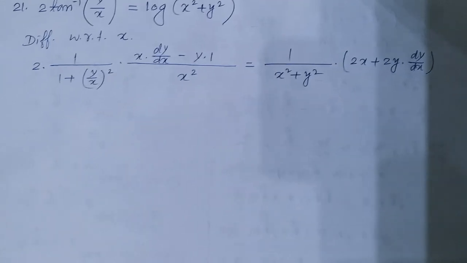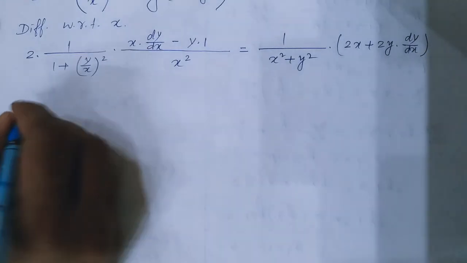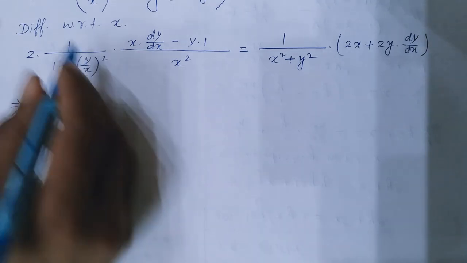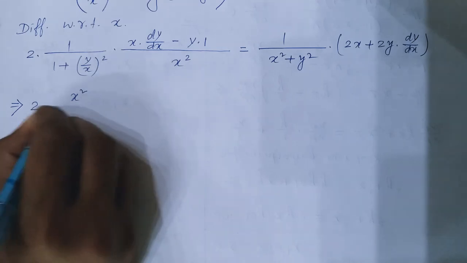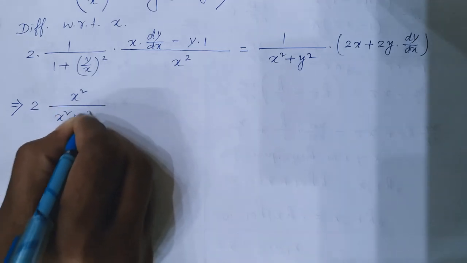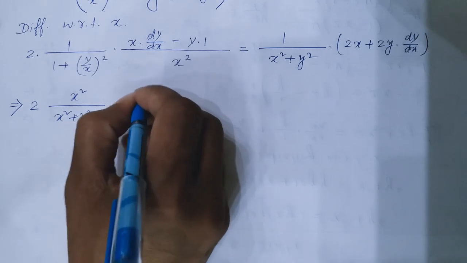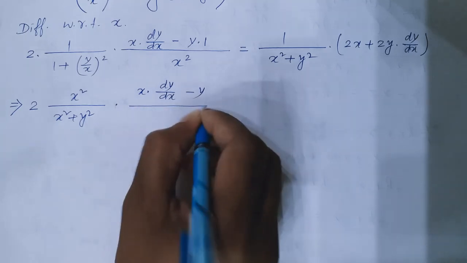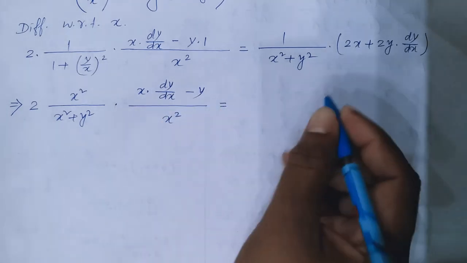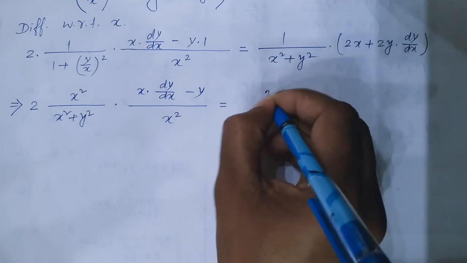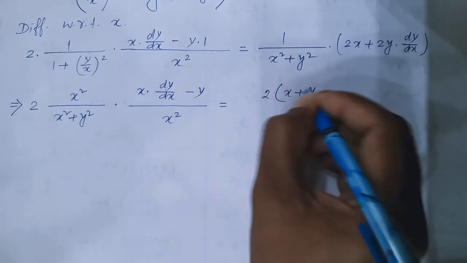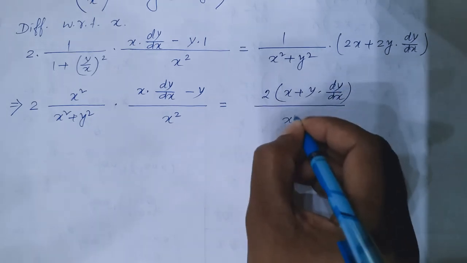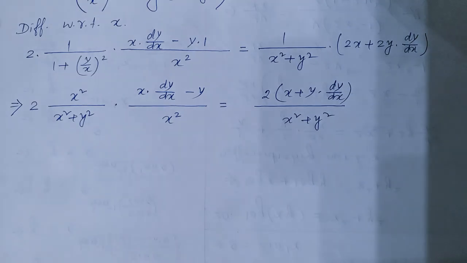dy/dx. Okay, now simplify it only. 2 is remaining here. The LCM is x square, which will go to the numerator. So x square divided by x square plus y square, into x dy/dx minus y divided by x square, is equal to, on the right hand side, 2 is common, so 2 into x plus y into dy/dx, whole terms divided by x square plus y square. This is our expression now.